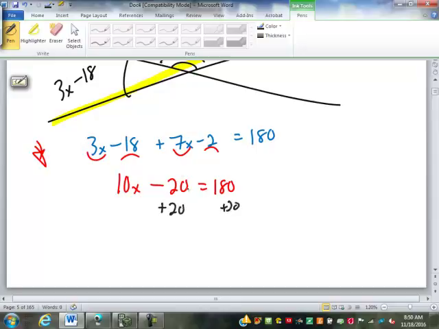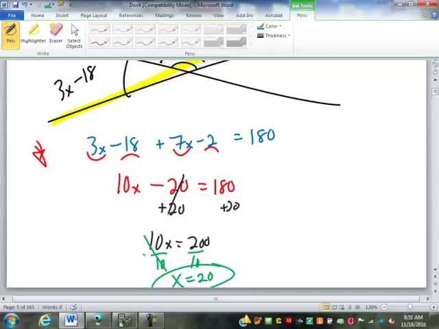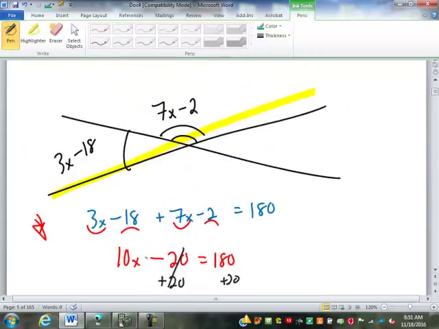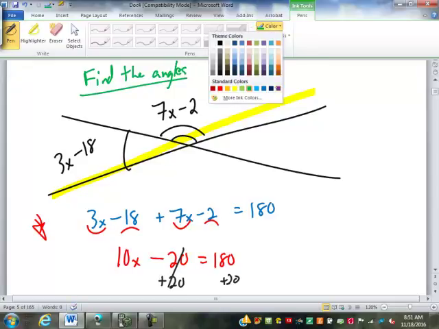Add 20. So 10x equals 200, and then divide by 10. So x equals 20. Now, depending on what the actual question was, I might be done here. If the question was asking me to solve for x, I would be done. If the question was asking me to find the angles, I'm not done yet. What would I have to do?